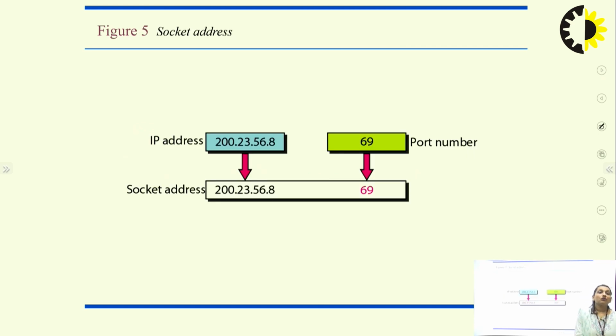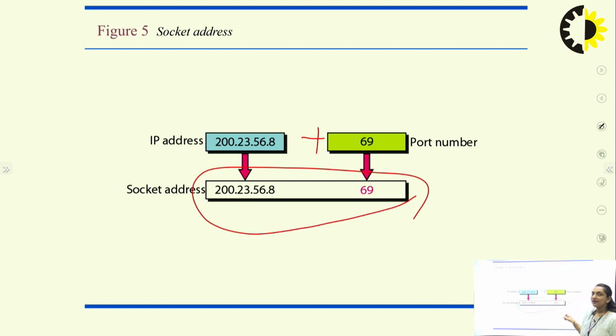Next is the socket address. When we combine an IP address with a port number, we say this is my socket address. On the sender side, I have an IP address, and the process initiating the request has a port number. On the destination side we also have an IP where we deliver the message, and the process to which we deliver it is assigned there. That combination is called a socket address, at the source side and the destination side.